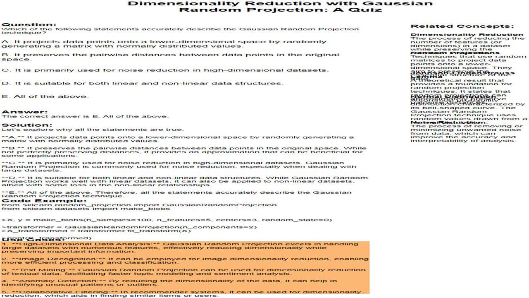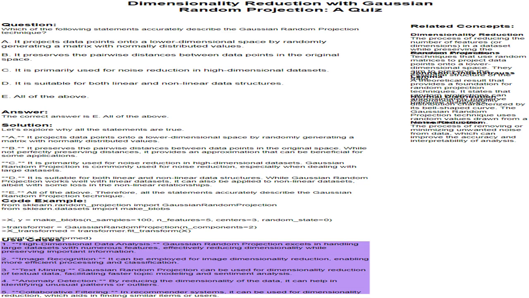3. Text mining. Gaussian random projection can be used for dimensionality reduction of textual data, facilitating faster topic modeling and sentiment analysis. Analyzing large volumes of text data, like customer reviews or social media posts, involves representing each document as a vector of words. Gaussian random projection can reduce the dimensionality of these vectors, allowing for faster processing of text data, leading to more efficient topic modeling and sentiment analysis.